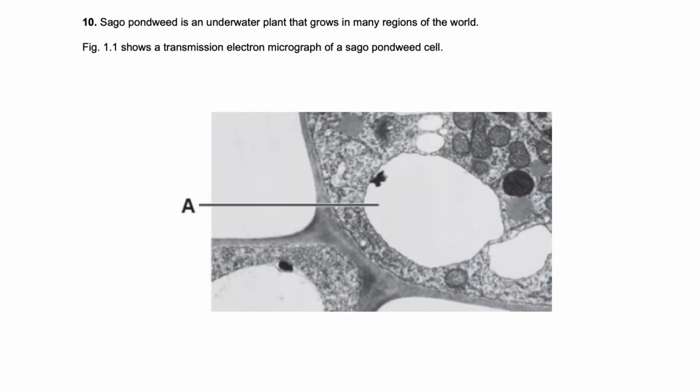A is pointing at an area that's white and very big. You can assume that this is a vacuole. This is because vacuoles tend to be light coloured like this. They are large and full of sap, so we can put A as the vacuole.